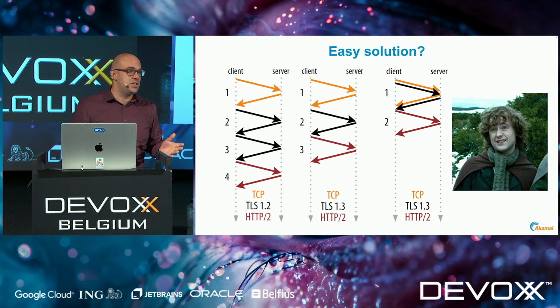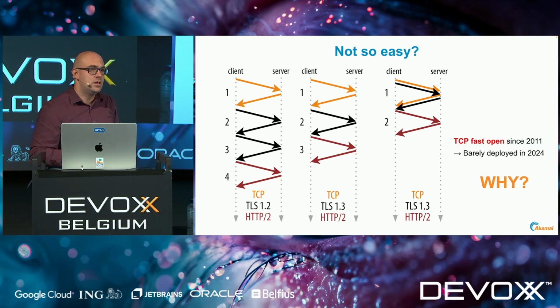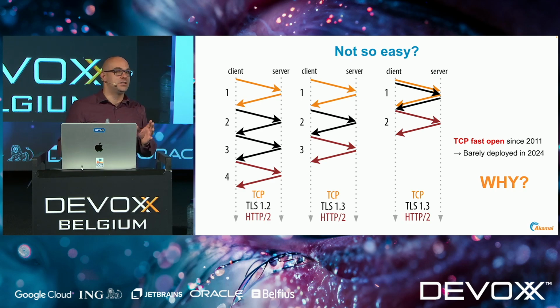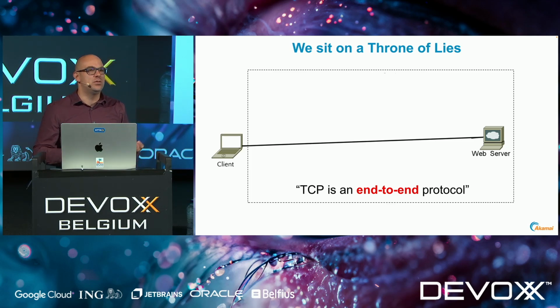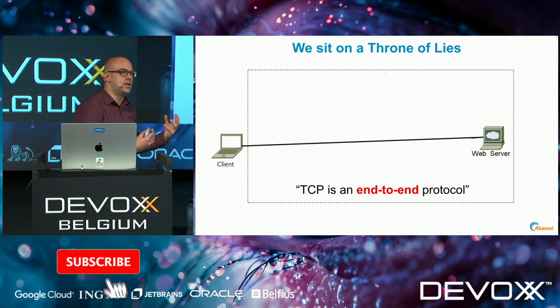And that's actually a good suggestion. I don't blame you for that. But you might be surprised to know that this has already been around since 2011. This is something called TCP Fast Open. And yet, even today, in 2024, this is barely deployed on the wide internet. Why is that? Well, it's because we're all sitting on a throne of lies. Okay, lies that we tell ourselves about how the internet works.